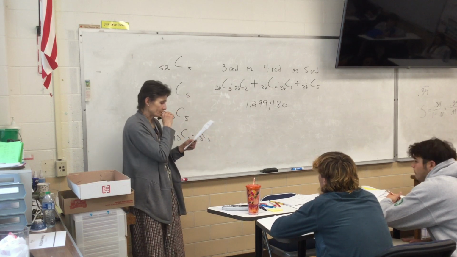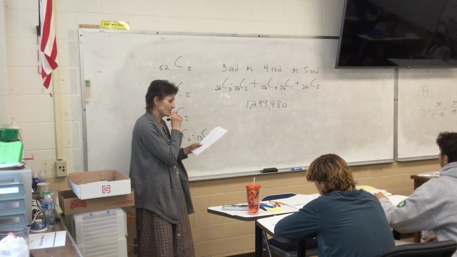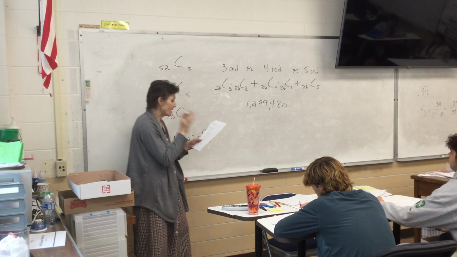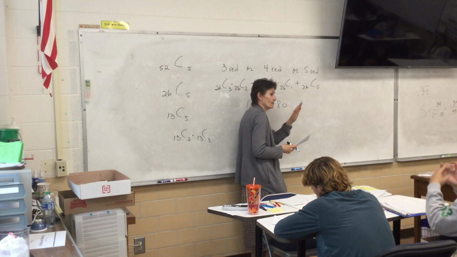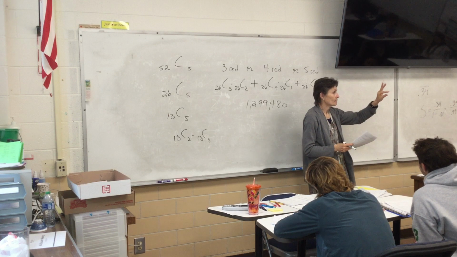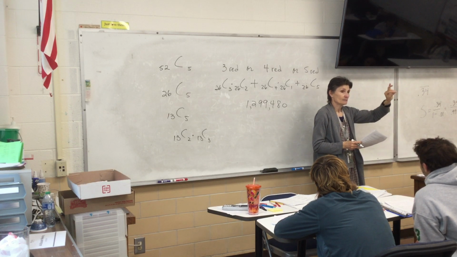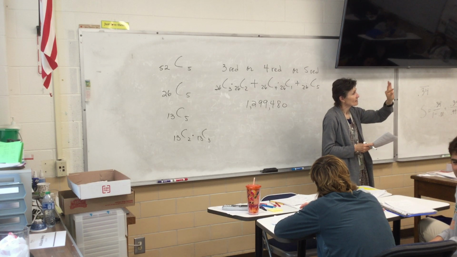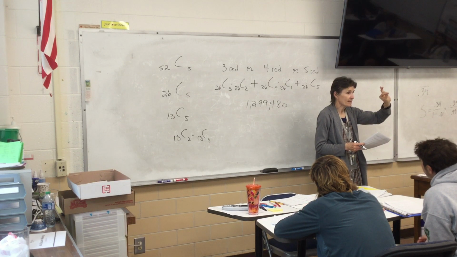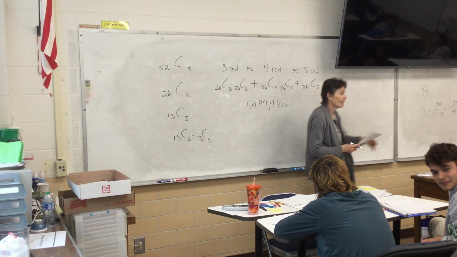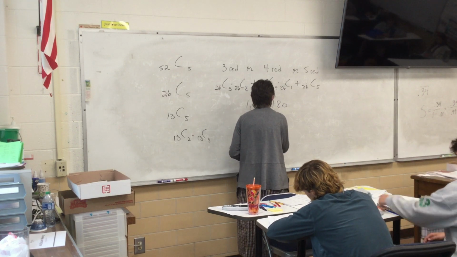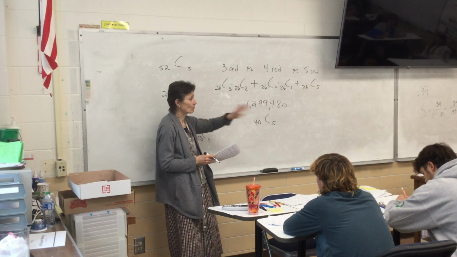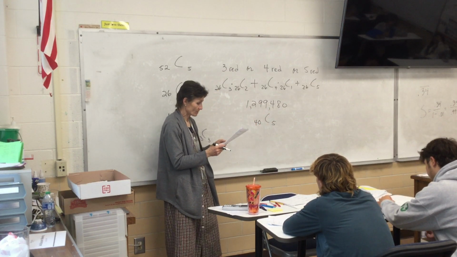Have no cards higher than a jack, and aces are considered high in this problem. Okay, so what can I not have? I cannot have a queen, king, or an ace, right? So how many cards am I taking out? I'm taking out all the queens, kings, and aces. I'm taking out 12, so I have 40 left. So the answer is 40 C5. So 52 cards, I'm taking out 4 aces, 4 kings, 4 queens. That leaves me with 40 cards.